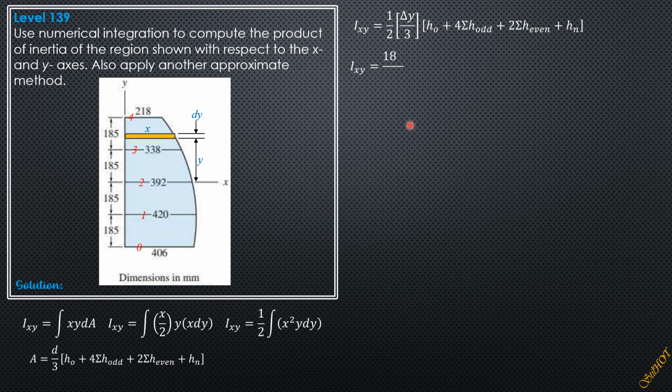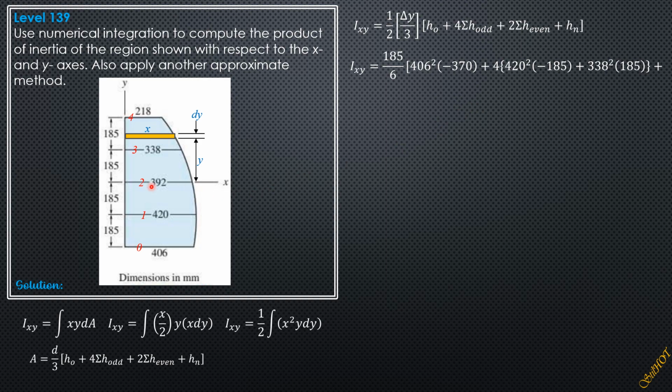So ixy equals 185 over 6, 2 times 3 is 6, quantity 406 square times negative 370 plus 4 times h odd 420 square, negative 185, plus 338 square, positive 185. So I hope you understood that this is for summation of h odd, 1 and 3 are odd.